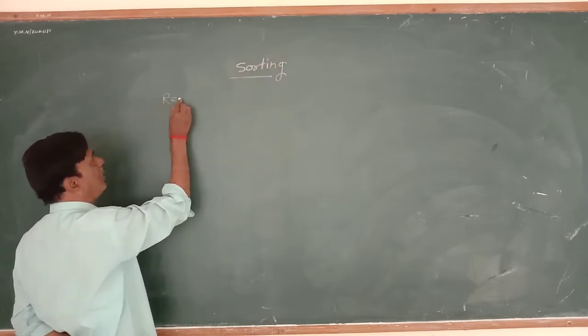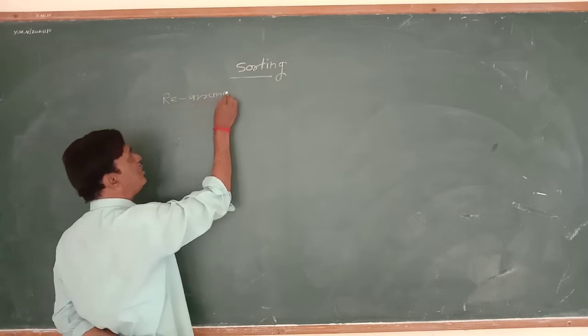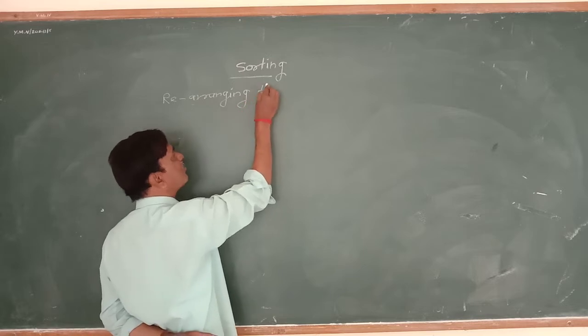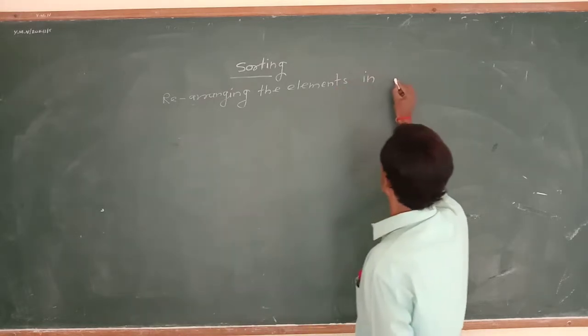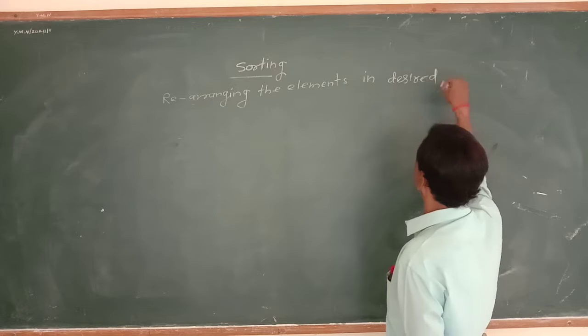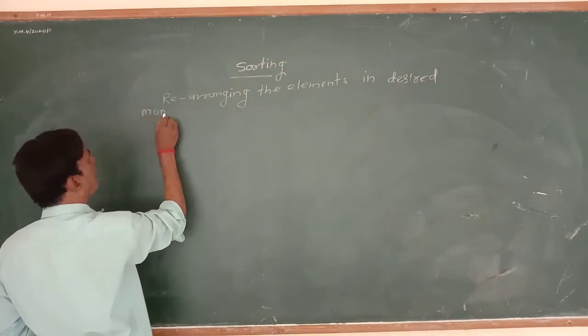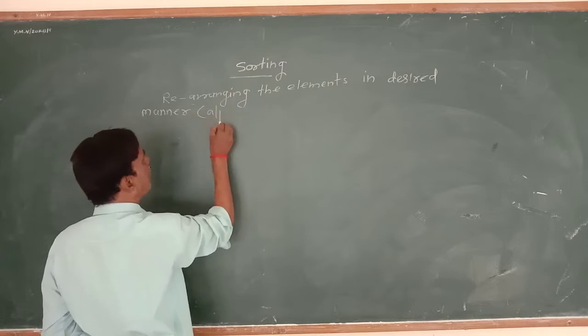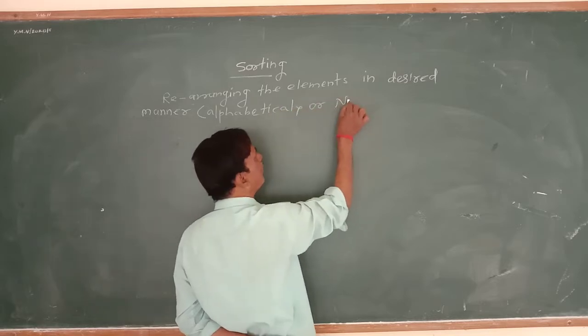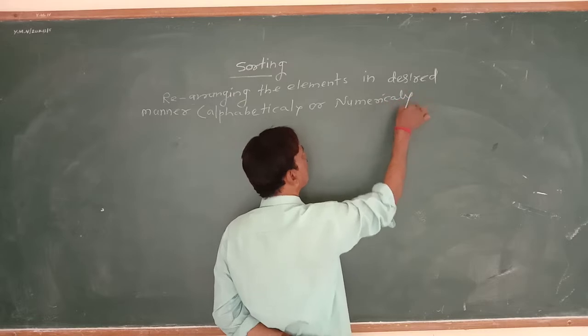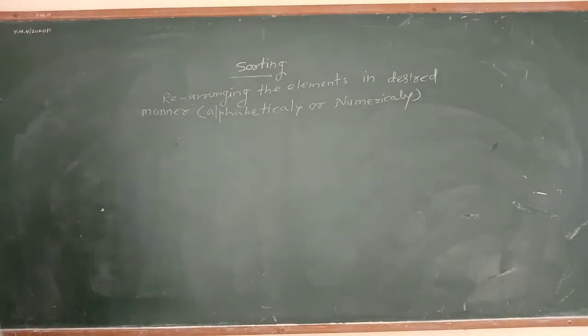Sorting stands for rearranging the elements in desired manner. In desired manner, that is alphabetically or numerically. So sorting stands for rearranging the elements alphabetically or numerically.